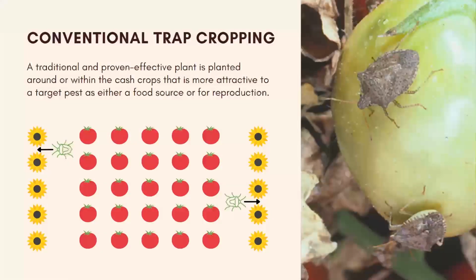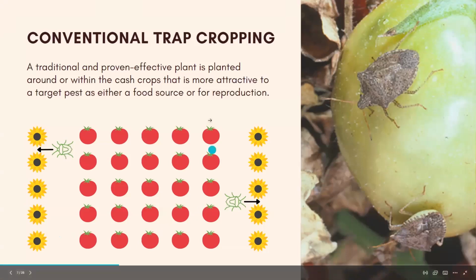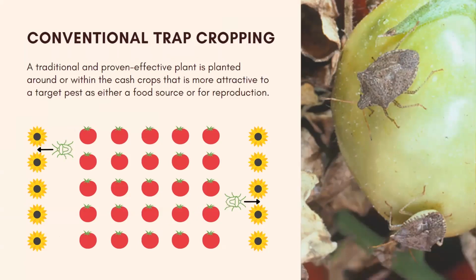So the first one is conventional trap cropping. So this is a traditional and proven effective plant that is planted around or within a cash crop that is more attractive to a target pest as either a food source or for reproduction.